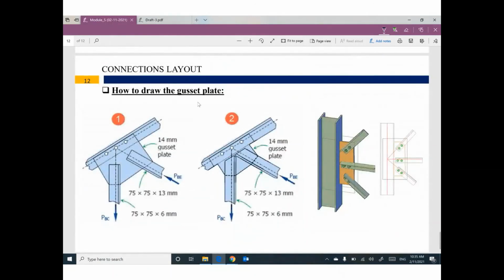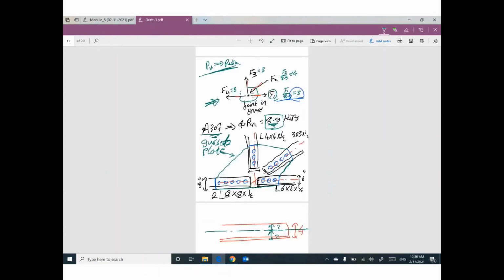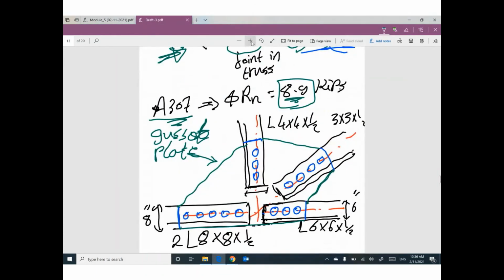Can you watch? We have a member, we have a member, we have a member. This member will be connected by this gusset plate. Can you watch it? This member and this member and this member and this member will be connected by this gusset plate with this shape. How can I construct this gusset plate? One more time, I will explain it one more time.